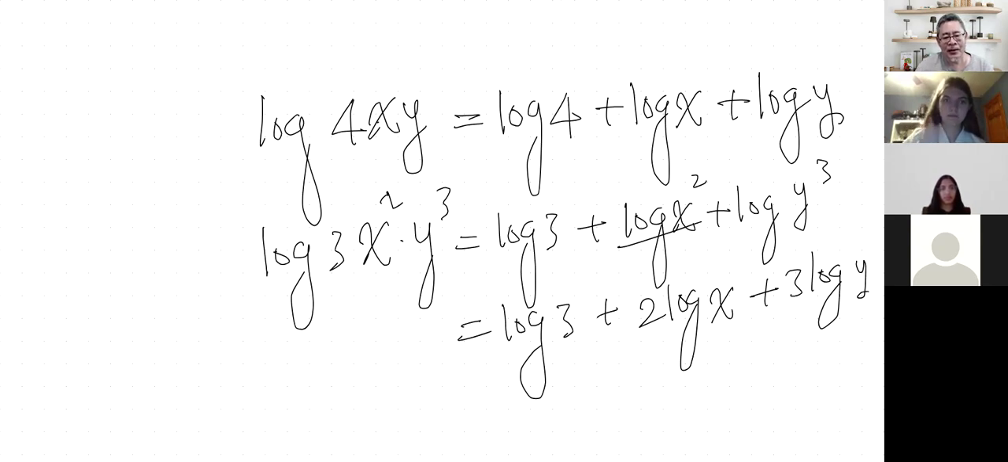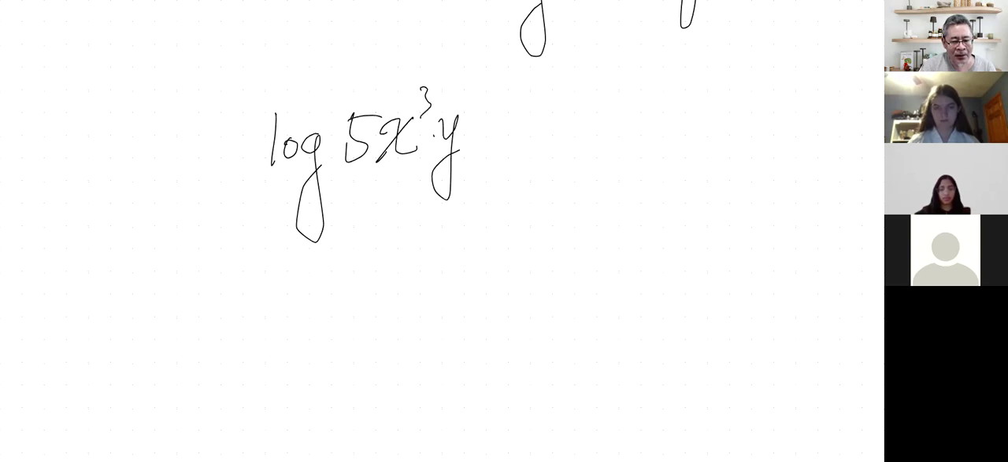Okay, Jet. You good? All right, so I'll let you try one. Log 5 x to the third times y to the second, and see what you have.